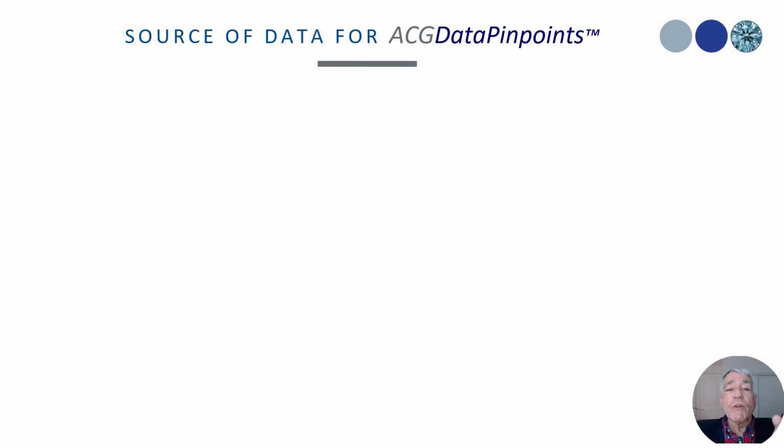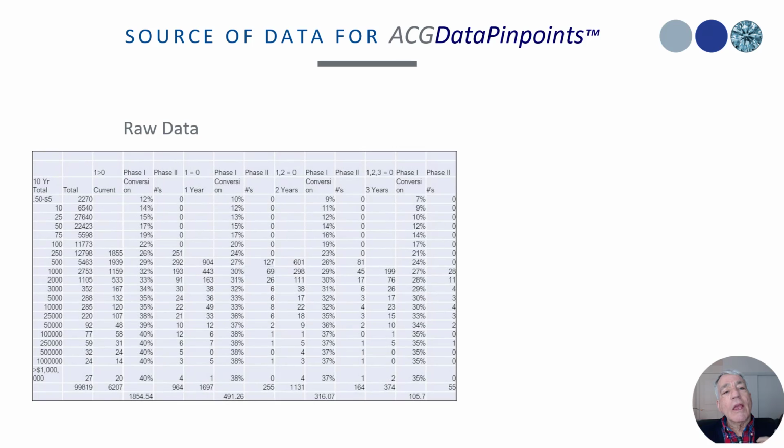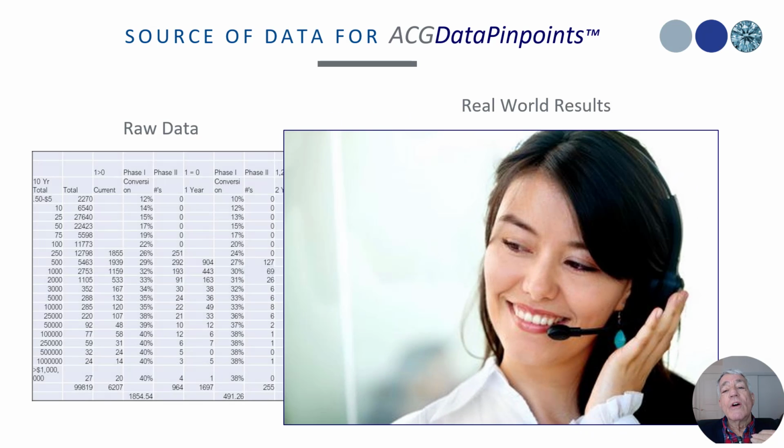And now I'm going to start referring to ACG data pinpoints, because we've developed a database analysis and the supplemental tools to try to create the absolute best. Do it the right way. Here's what we did. First question was, what's the source of data? Where did it come from? Well, in our case, it comes from real-world results. We asked 700,000 plus individuals for gifts, both leadership gifts and plan gifts.